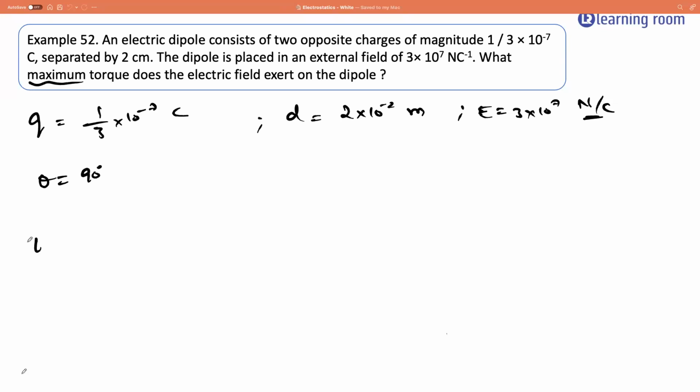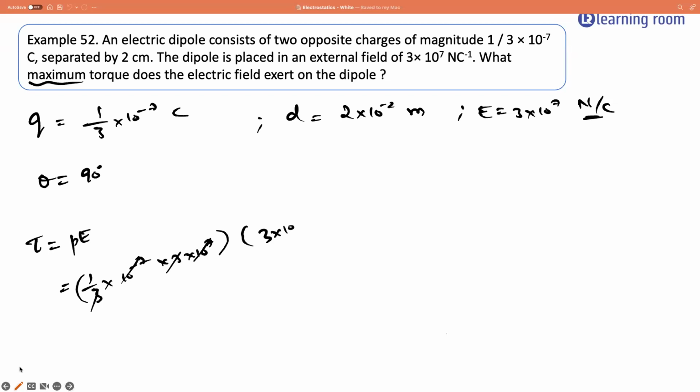Okay. So torque is equal to PE. Sin 90 is going to be 1. So P is how much? 1/3 into 10 power minus 7 into 3 into 10 power 7. Beautifully, they are getting cancelled. Into E. E is how much? Sir, you have to do Q into 2D, sir. Okay, but anyways, so I'll write 2D here. Sir, the distance 2D is only 2 into 10 power minus 2, so wouldn't it be 0.02 Newton meter?